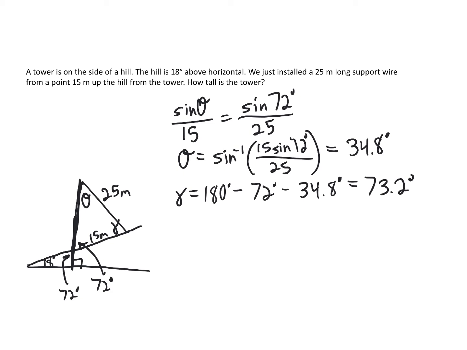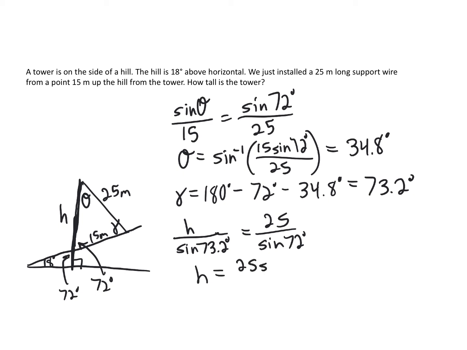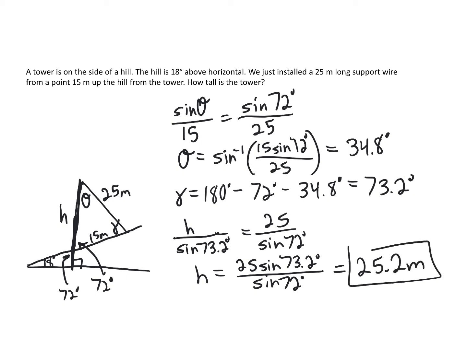We can now use that to figure out this height. So we can use sine law again. H over sine 73.2 degrees equals 25 over sine 72 degrees. Solving for h gives us a height of 25.2 meters.